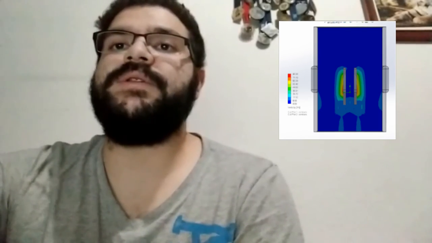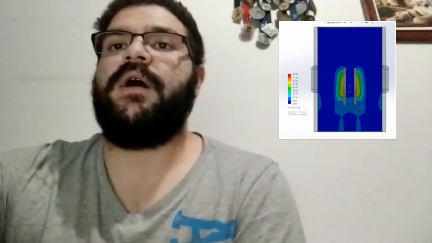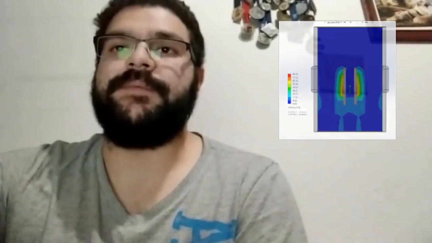First, we simulate the vorticity when the valve is open. So we got this image where we can see that the maximum vorticity is right next to the valves on the outer openings, but this vorticity only gets up to 81 1/s.